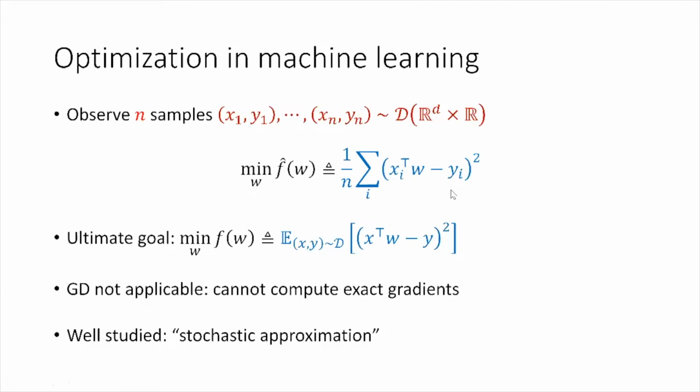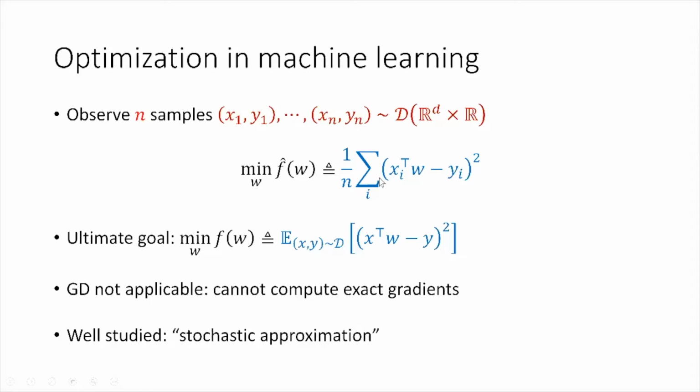Sounds good. So this was all a primer more on standard optimization. So let me come in particular to optimization the way it's usually done in machine learning, which also leads us to the stochastic optimization problem. So the basic setting is that we observe n samples, so x1, y1 all the way up to xn, yn. All of these are drawn from some distribution over R^d cross R. And we again want to minimize this function f hat, which is given by 1 over n summation over i of (xi transpose w minus yi) whole square.